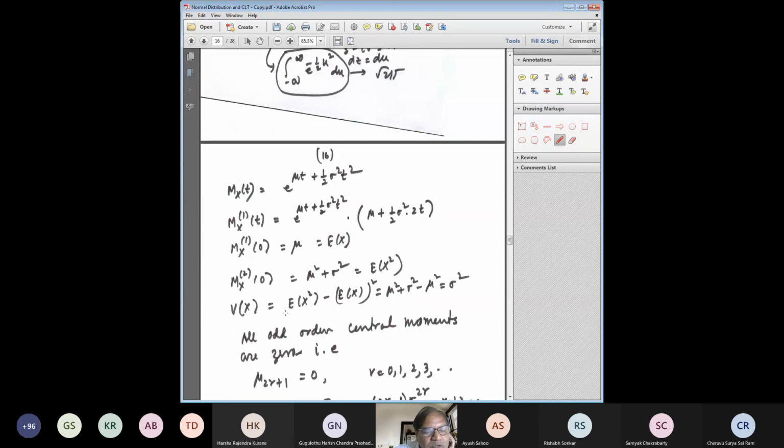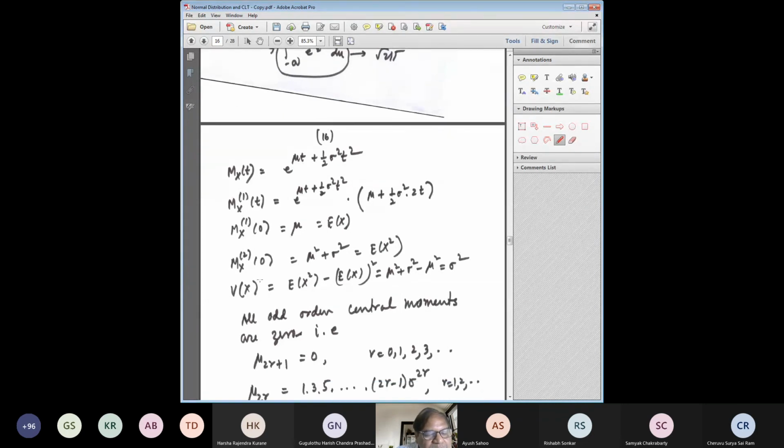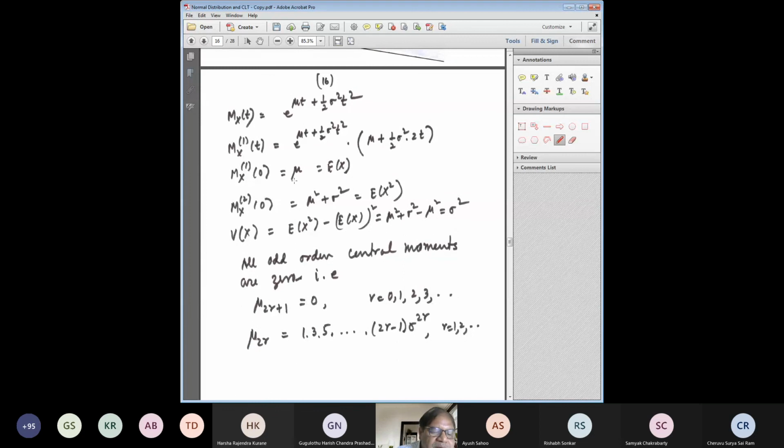As I told you, for the first moment you take the derivative. I've tried to explain these simple derivations, and you will get mu. For the second moment, you take the derivative with respect to t twice and put t equal to 0, because this formula we have given you. You will get mu square plus sigma square. The variance you will get is sigma square. As I told you, you can generate all the moments.